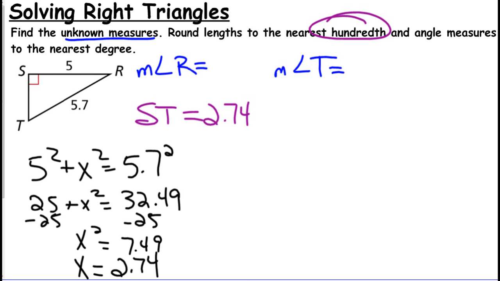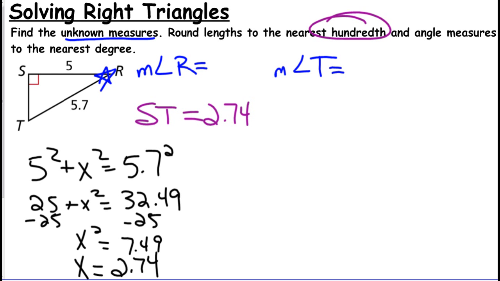If you happen to like the letter T over the letter R, then you're going to sit at angle T. If you happen to like R better than T, then you're going to sit there. It doesn't matter. So let's say I'm sitting at angle R. Now I need to ask myself 2 questions. What do I have and what am I looking for? I'm looking for that angle. I don't know what that is.